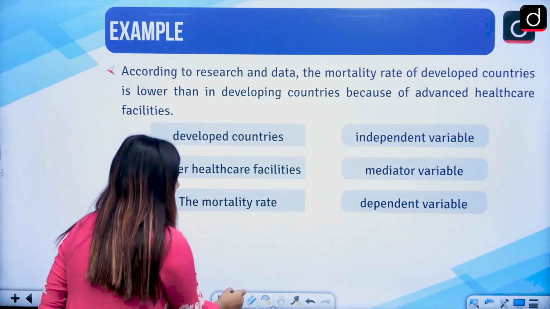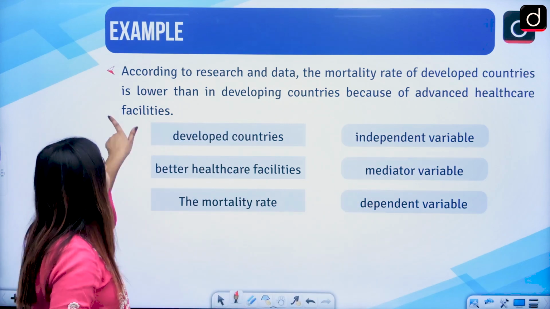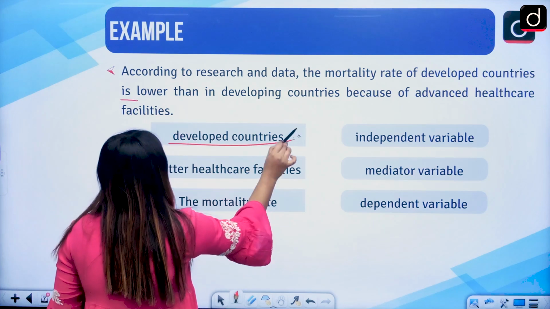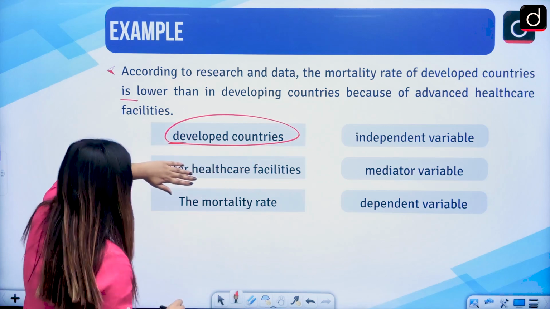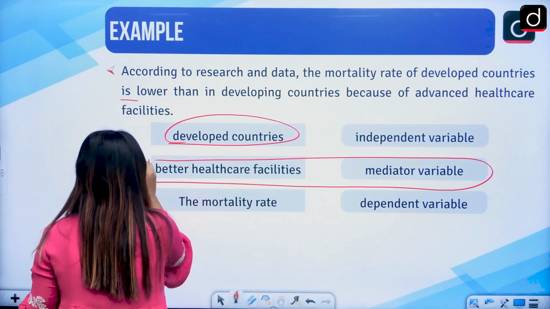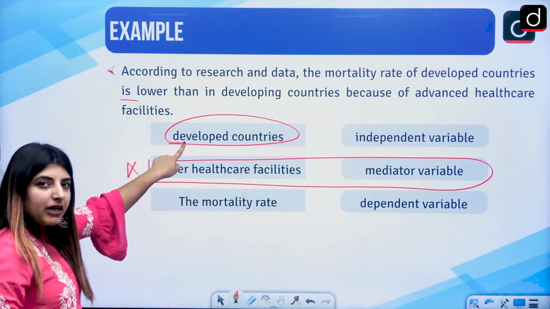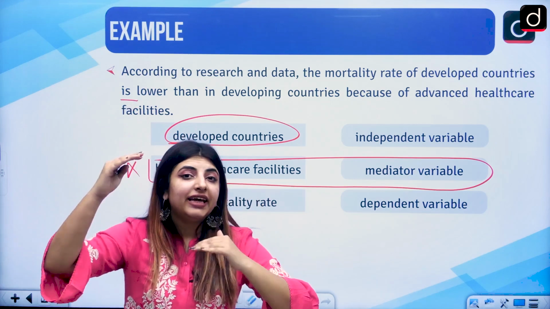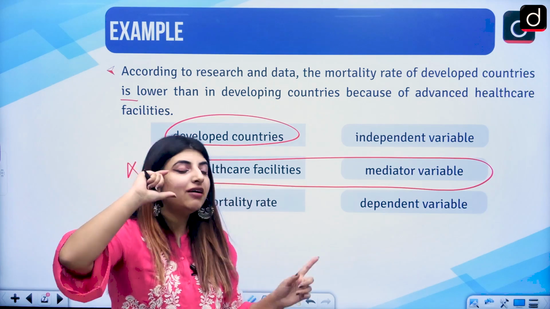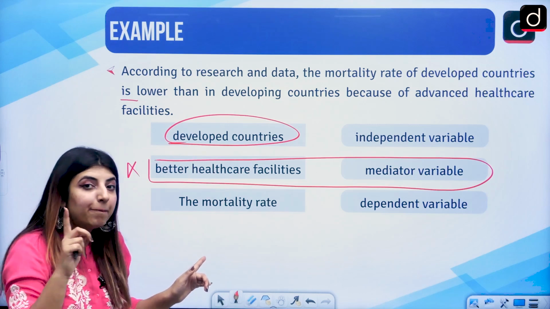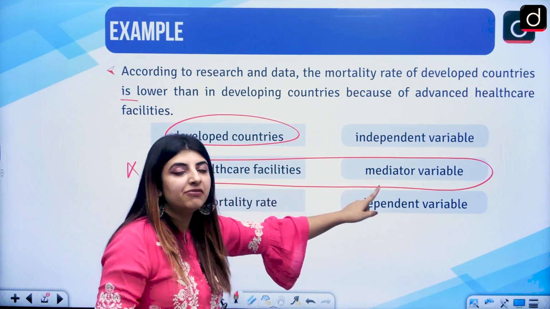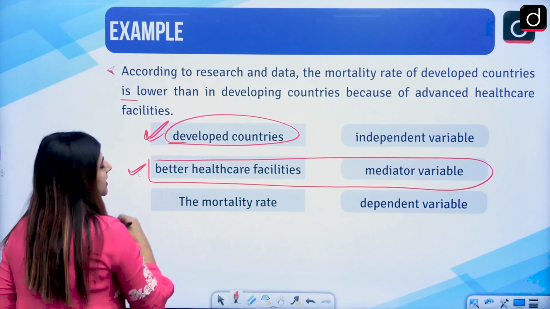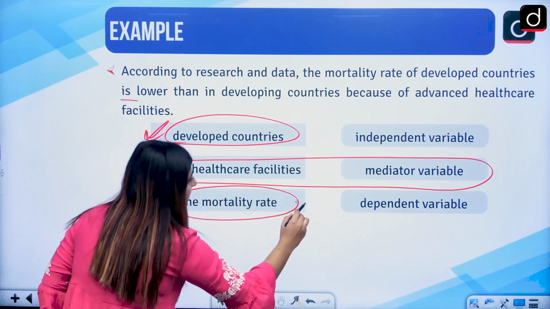According to research and data, the mortality rate of developed countries, developed I say, is lower than in developing countries because of advanced healthcare facilities. So of course, we'll see that the developed countries, let's just remove this very thing for the time being, don't see this mediator variable. But yes, developed countries have less mortality rate. People die less in developed countries. If we see this through our common sense, we know that the mortality rate has nothing to do with the developed countries, but it is when the mediator variable comes into play, that in the developed countries, people are provided with better healthcare facilities, and that is why the mortality rate is less.